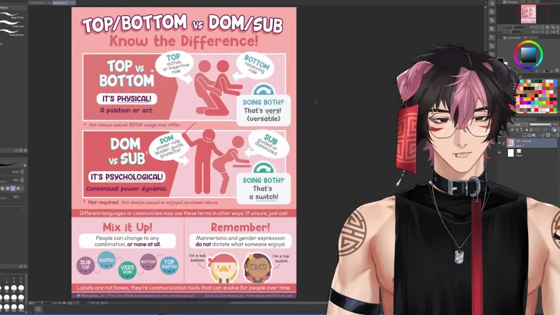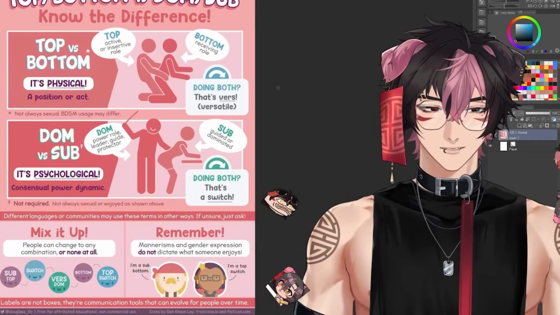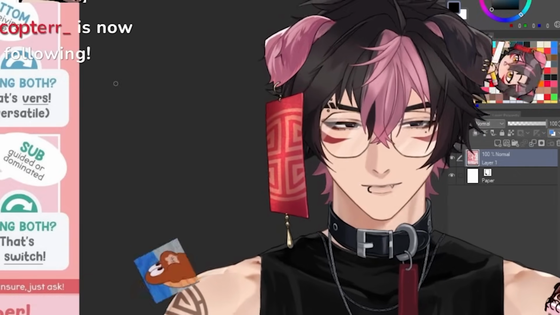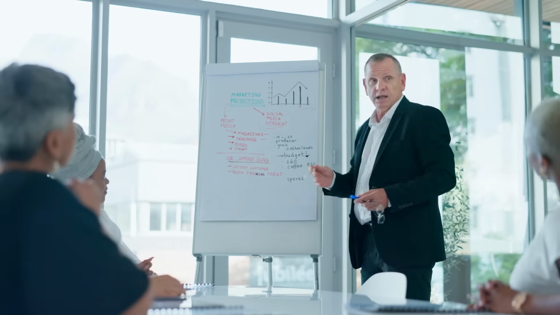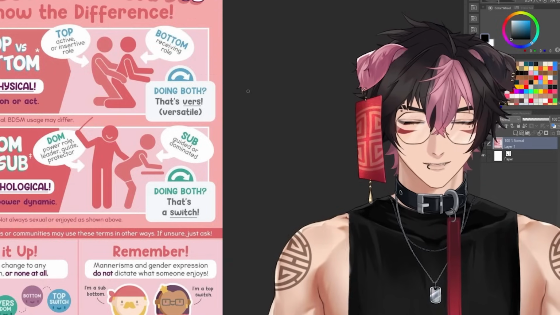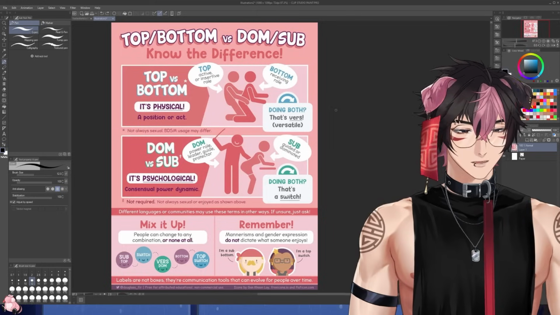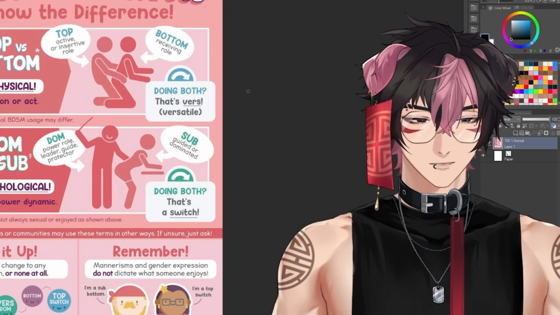Next is dom versus sub. So this one is more of just, instead of a position or an act, it's a power dynamic. A dom is someone who is leading the way, right? They're guiding the sub. They're telling the sub what to do, being the more dominant one. The sub is the one that is being guided in the act, and they're the ones being dominated.